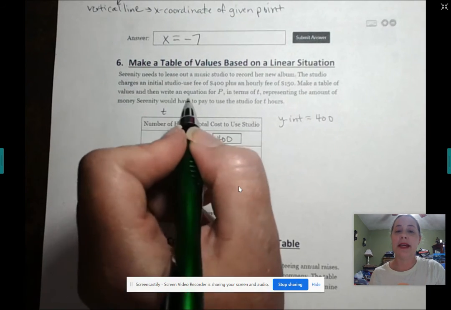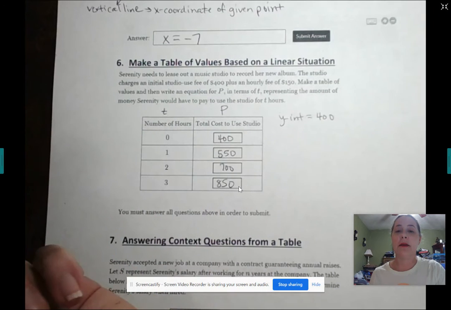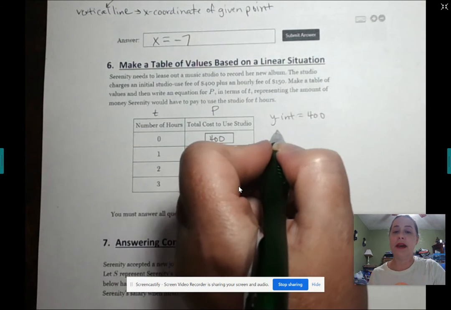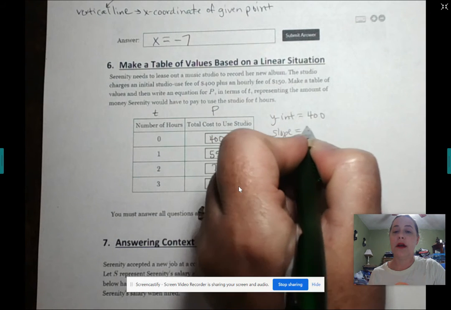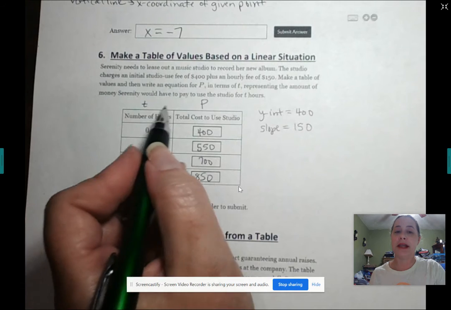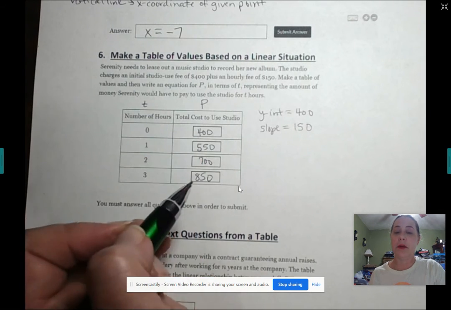So T is time, they tell us. P is the price. And we're going to write an equation that uses these. So we have found everything that we need. We just need to put it in slope-intercept form. Now, instead of using x and y, we're using t and capital P.